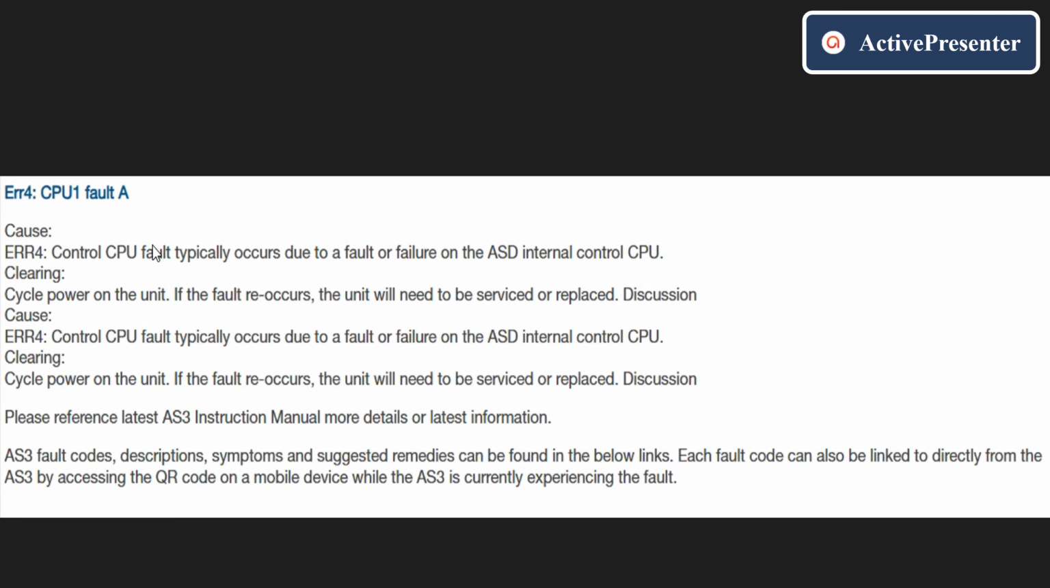So we will talk about Error 4 CPU1 Fault A. Okay, so this is the error of the VFD. Normally it's a control unit, like control processors. So in the first processor, this is the error. It is because of an internal device, like the CPU. So normally in that case, there is no chance for repair.